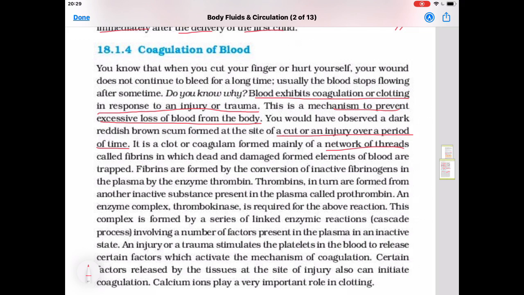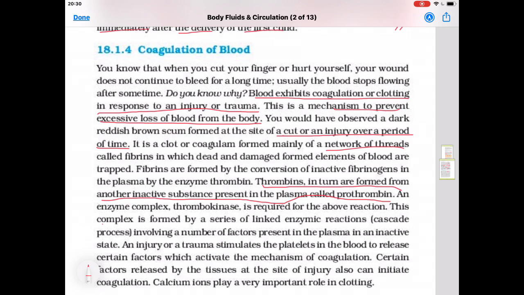So this fibrin forms a thread-like structure in which the dead and damaged elements of blood are trapped. So I have told you through two reactions. First reaction is prothrombin changes into thrombin in the presence of thrombokinase. Second reaction, fibrinogen changes into fibrin in the presence of thrombin. So fibrin is formed by the conversion of inactive fibrinogen in the plasma by the enzyme thrombin. Thrombin in turn is formed from another inactive substance present in the plasma called prothrombin. An enzyme called thrombokinase is required for the above reaction.